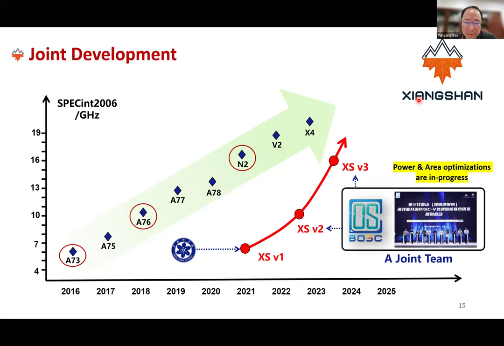As for performance, we can see that the performance of the first version, V1, is comparable to the ARM Cortex-A73. The second version's performance is comparable to the ARM Cortex-A76. And now the third XiangShan version is comparable to the ARM Neoverse N2. Of course, the power and area optimization are still in progress.